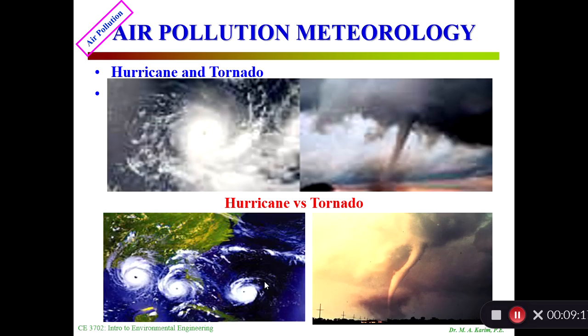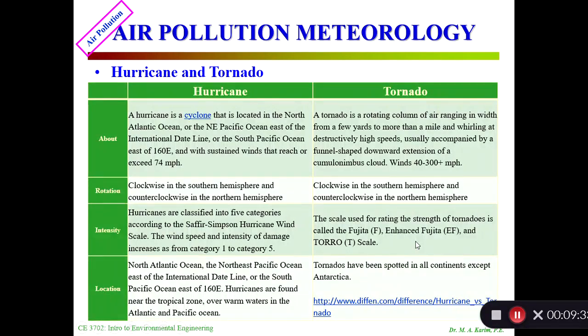Here are some pictures showing hurricane and tornado. This is definitely tornado, this is tornado, this is tornado, these are hurricane, right? These are hurricane. So there are some descriptive terms over here: cyclone and tornado, hurricane and tornado. You can read those. These are a kind of comparative study, a comparison, so it is better to study those a little bit. I think I have those in my lecture notes, so you should be able to take a look at that.